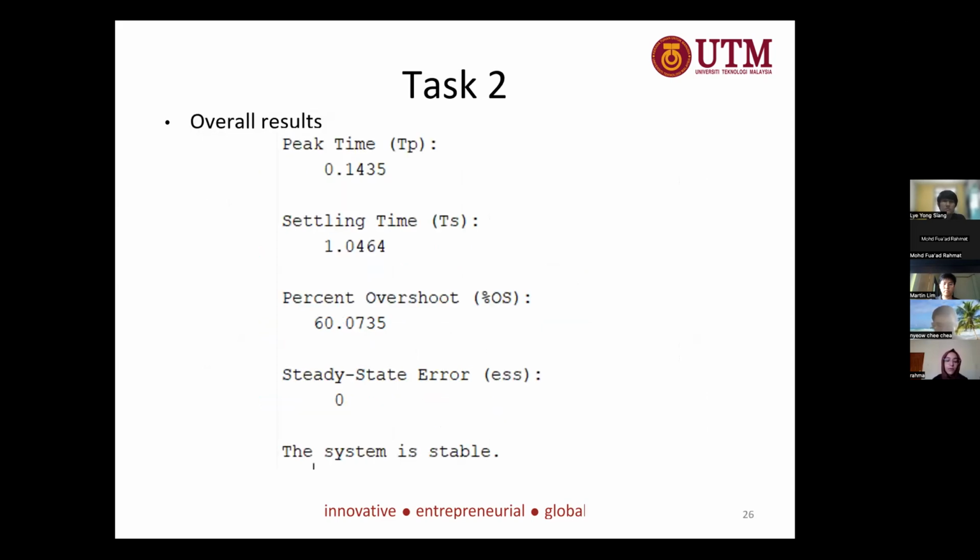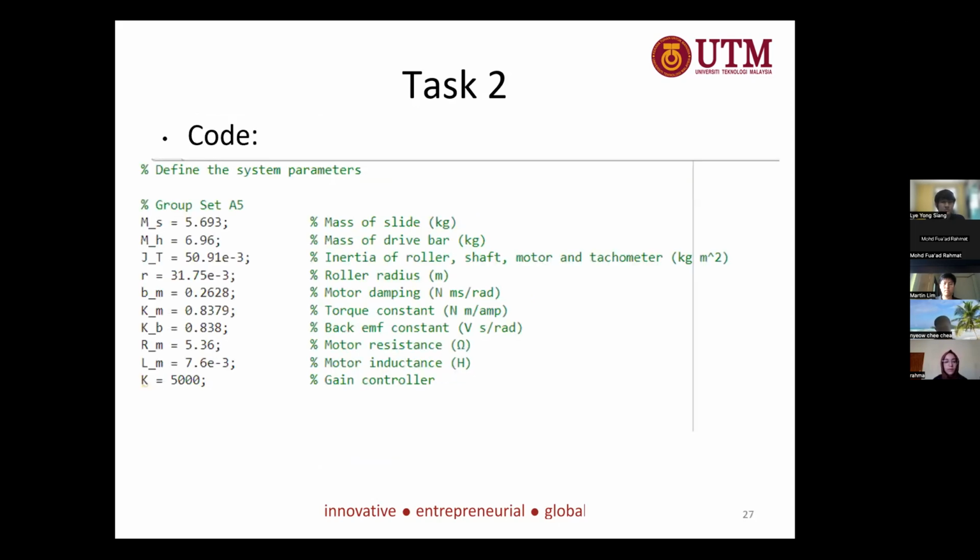And this is the overall results. We have the peak time, settling time, and percent overshoot of the step response that we got using the MATLAB code. So peak time is equal to 0.14 seconds, settling time is 1.05 seconds, and percent overshoot is 60% with a steady state error of 0. And finally, the system is stable.